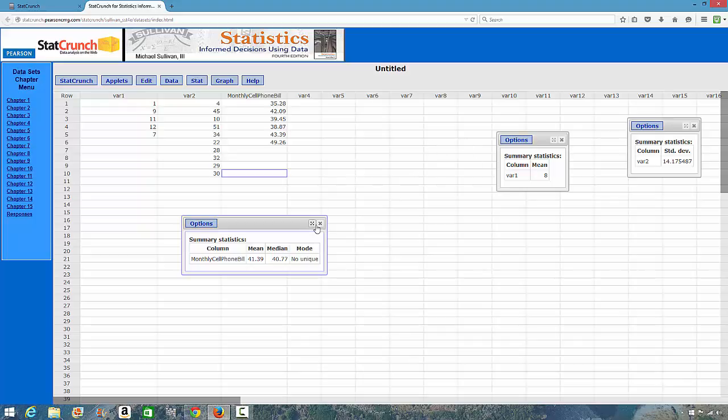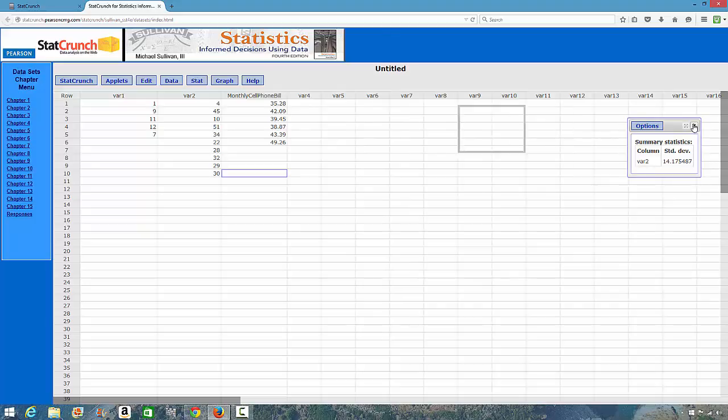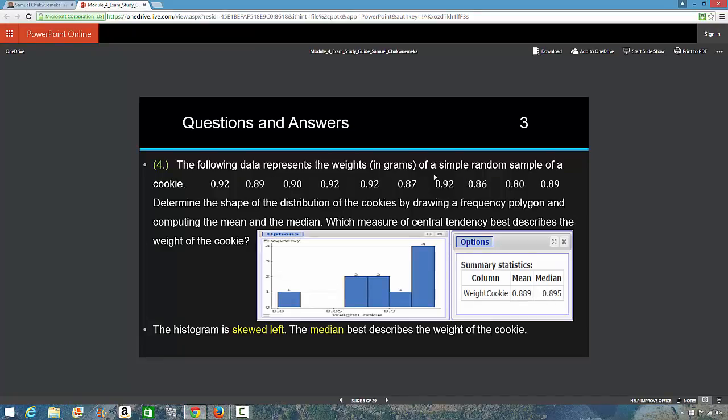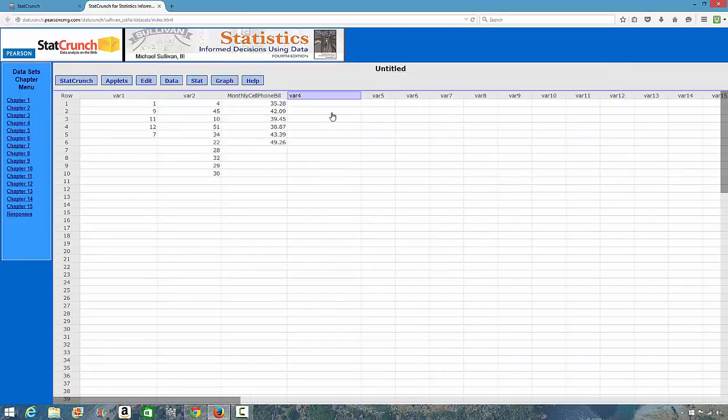Let me delete these results here. I'm gonna use variable 4 this time, and this is weights of a random sample of a cookie. So let me just call this weights. Okay, weights. So I now input my data.